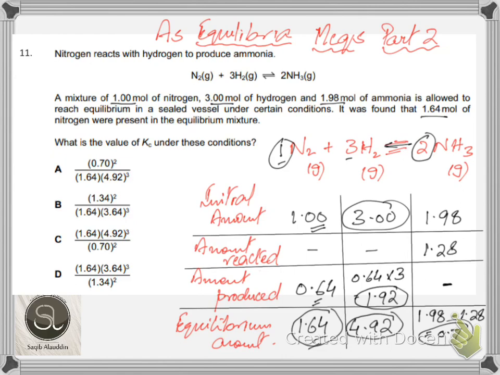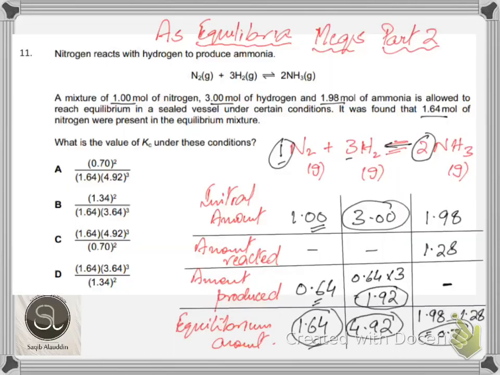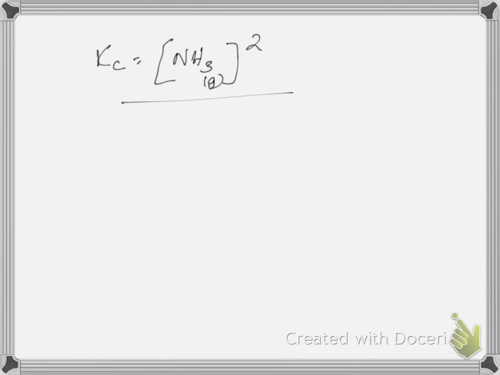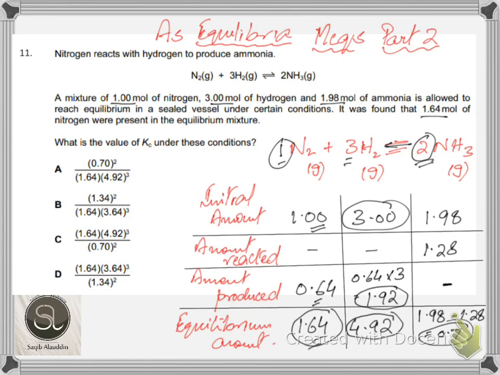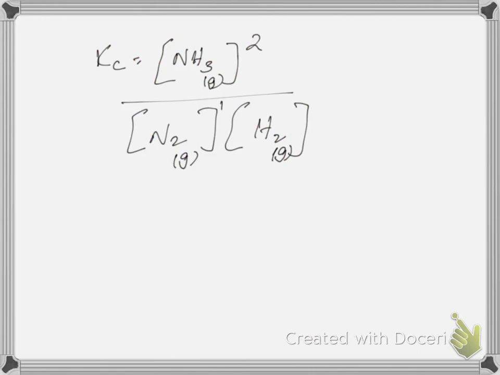Expression of Kc, we all know Kc is concentration of products. Remember, raised to the power of the coefficients in the balanced equation. In the balanced equation you have 2. So squared upon concentration of the reactants. Once again, the reactants concentration has to be raised to the power of the coefficients in the equation. So 1 for nitrogen, 3 for hydrogen. So I put 1, I put 3. And now I'll substitute the values.